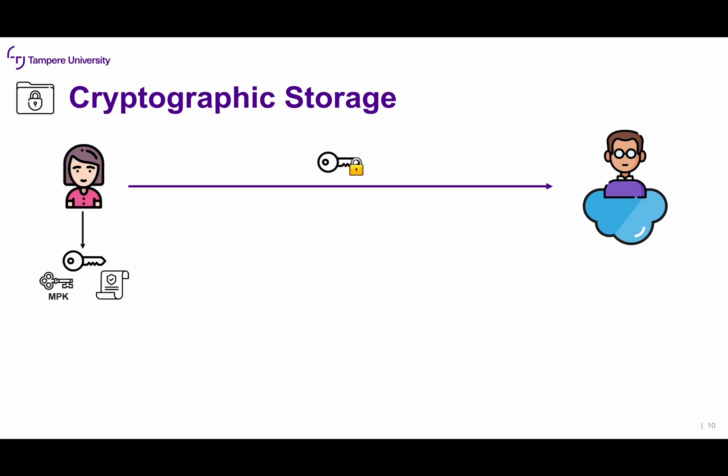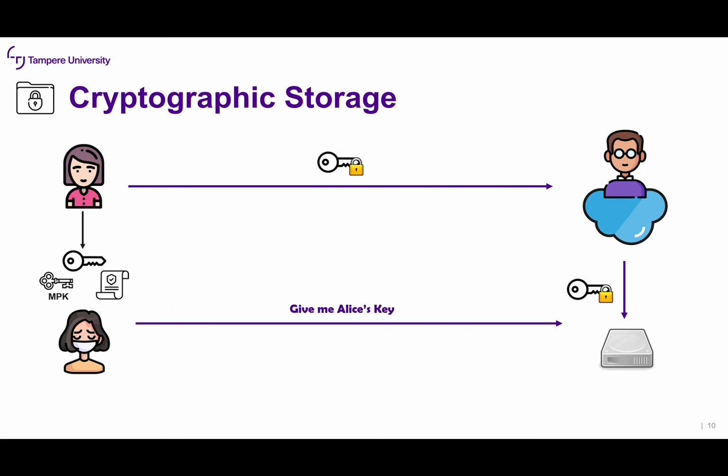Now that key, the encrypted version of her symmetric key, will be sent to the cloud, which will store it. And then when we have another user who wishes to access Alice's data, that user will ask for Alice's key from the cloud service, and the cloud service provider will return the key.